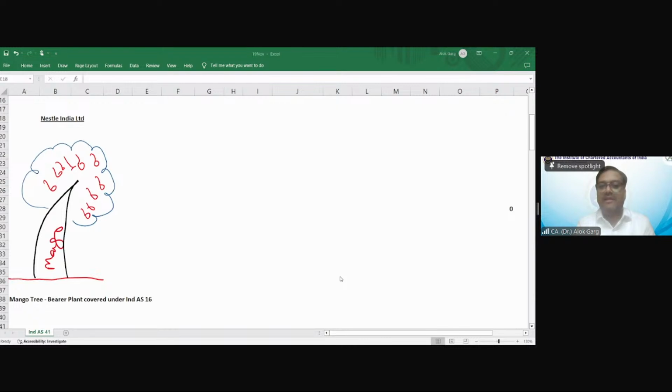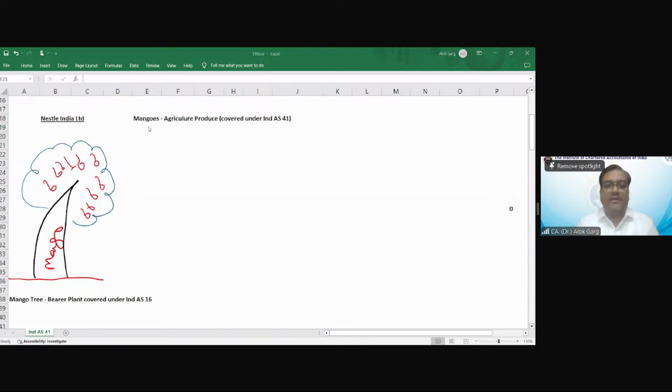Mangoes are the agriculture produce, right? Mango is agriculture produce, isn't it? Yes or no? Mangoes are the agriculture produce. So mangoes will be covered under Ind AS 41. Okay. So mangoes are the agriculture produce, covered under Ind AS 41.